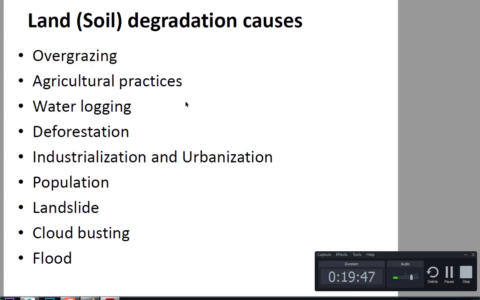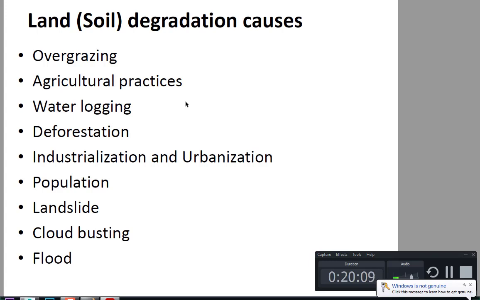and the soil becomes barren. If you remove the topmost layer of the soil, then the land becomes barren also. Cattle hooves remove the topmost layer of the land. So the overgrazing process is responsible for land degradation.